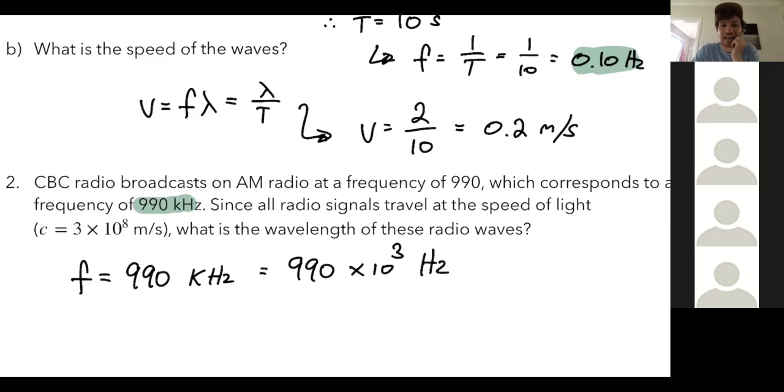Does anybody know what AM stands for versus FM? Anybody? I appreciate the honesty. Have you even heard of AM radio and FM radio? Someone please tell me that you've heard of radio. Okay, good. Phew.